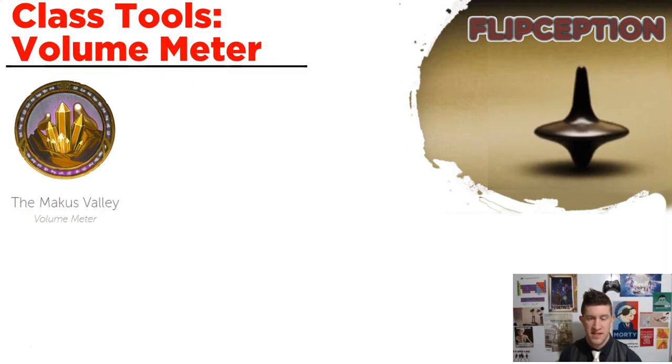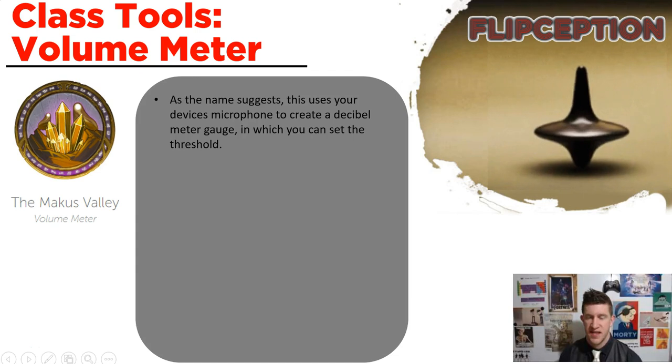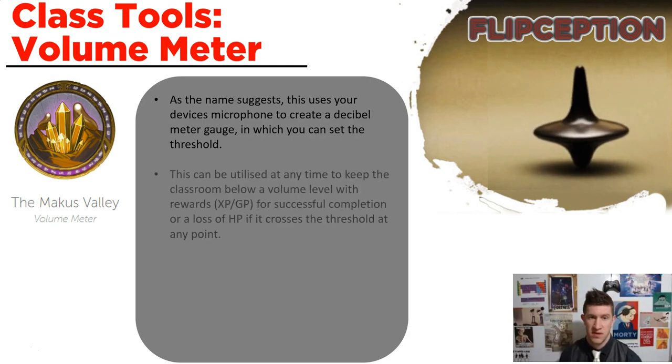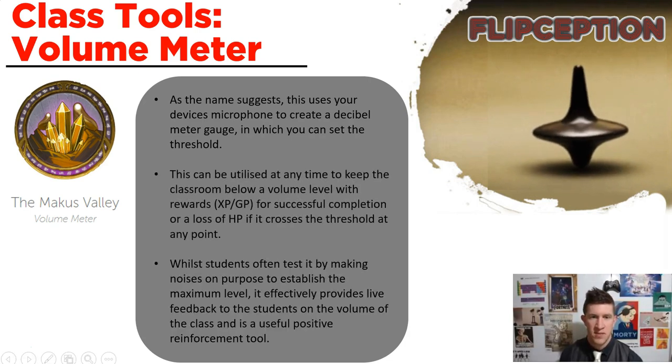The volume meter. This is one of my sort of favorite tools within the Classcraft program. As the name suggests, it uses your device's microphone to create a decibel meter gauge in which you can set the threshold. This can be utilized at any time to keep the classroom below a volume level with a reward of XP or GP for successful completion, or a loss of HP if it crosses the threshold at any point.